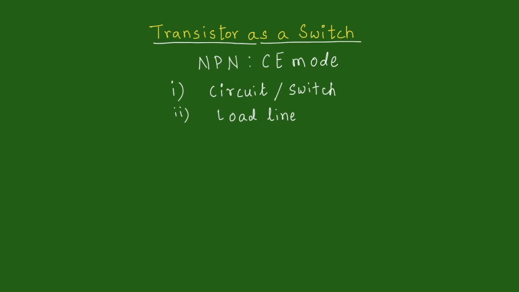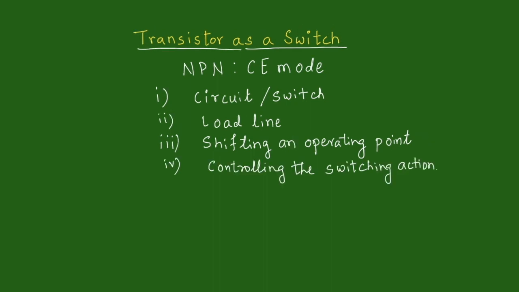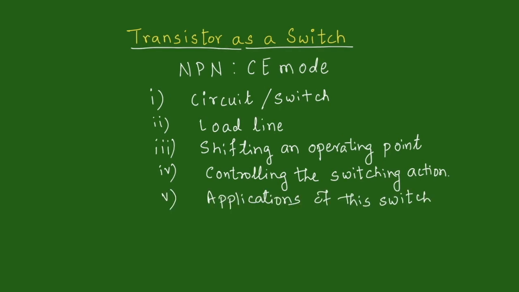Then we'll draw the load line for our circuit. We'll also see how the operating point can be shifted on this particular load line. And then we'll see how the transistor's action as a switch gets controlled in this circuit. And lastly, we'll see the applications of this transistorized switch.